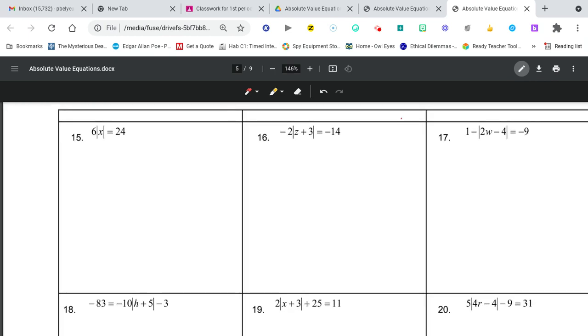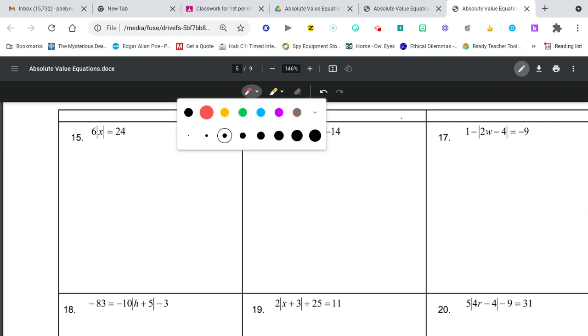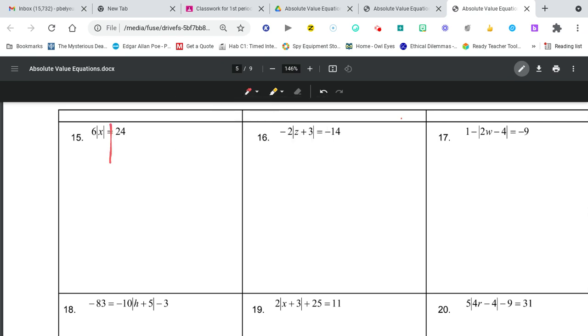So the main thing is to take the inside of the absolute value and set it equal to one positive version and one negative version of the number that's on the other side of the equal sign, which represents the distance, okay? But the thing is, on number 15, the absolute value expression is not isolated. It's not by itself. So you want the absolute value expression on one side of the equal sign by itself. So in this particular case, I need to get rid of 6. There we go. I kept trying to write with it and it wouldn't do.